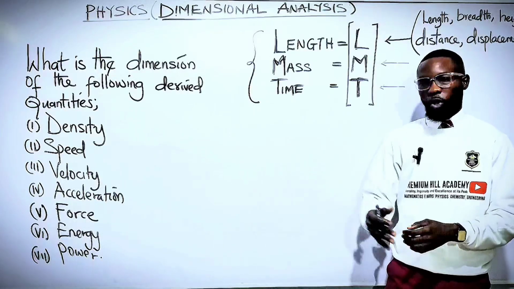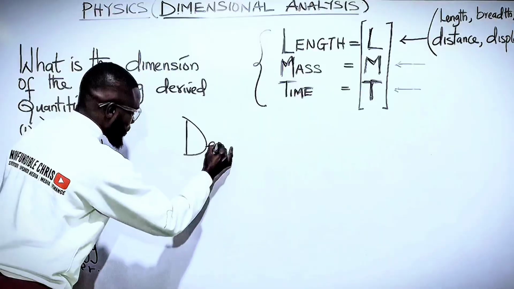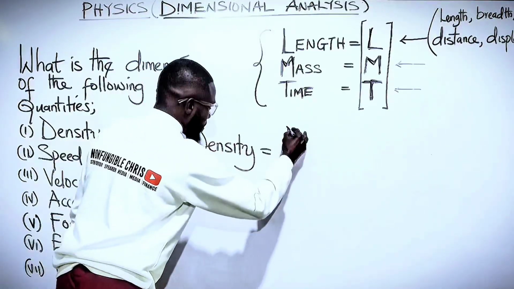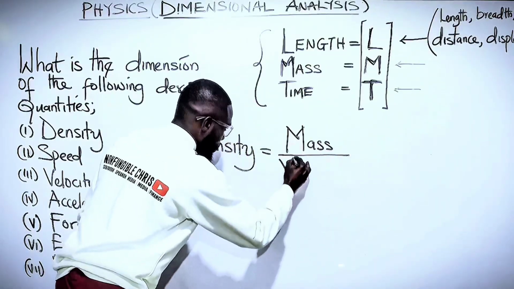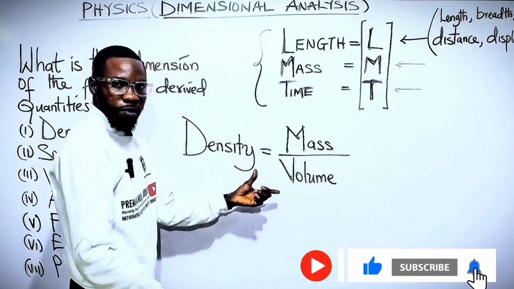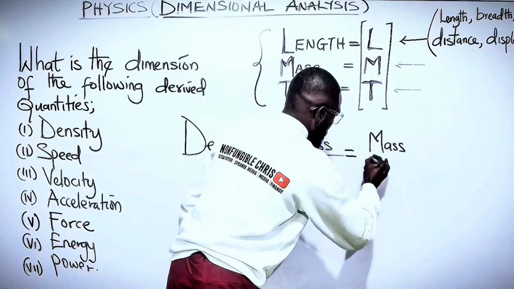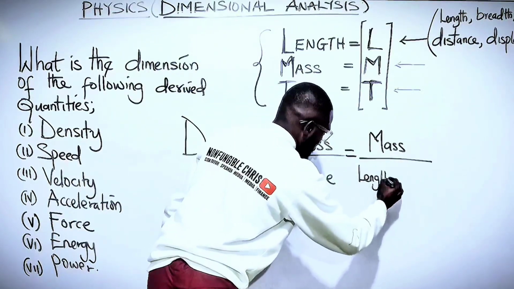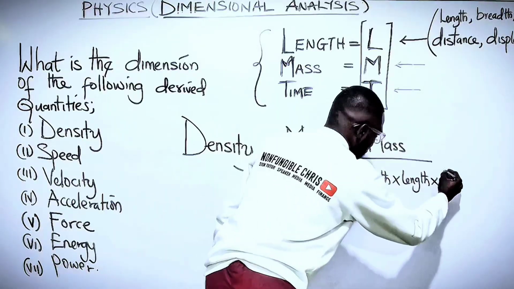So let's give a basic solution on the board. For density, the formula is mass over volume. If we express this further, we're going to have mass over the volume, which is length times length times length.